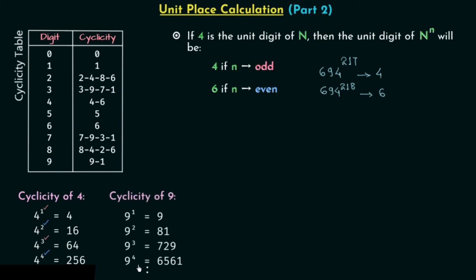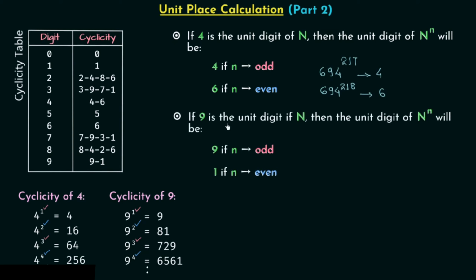For the increasing powers of 9, we have 9, 1, 9, 1, 9, 1 and so on at the unit place. And when we have odd powers, we will get 9 as the unit digit. Similarly, when we have even powers, we will get 1 as the unit digit. So we can say that if 9 is the unit digit of number n, then the unit digit of n raised to power n will be 9 if n is odd, and it will be 1 if n is even.